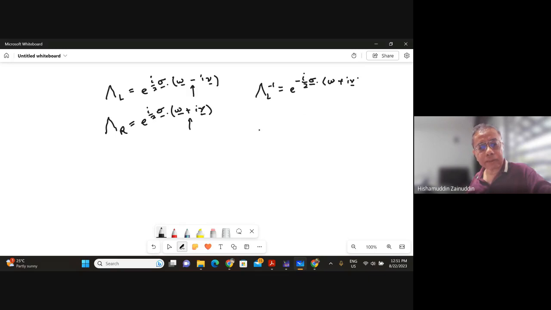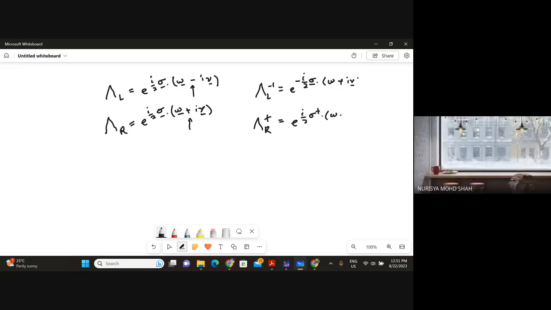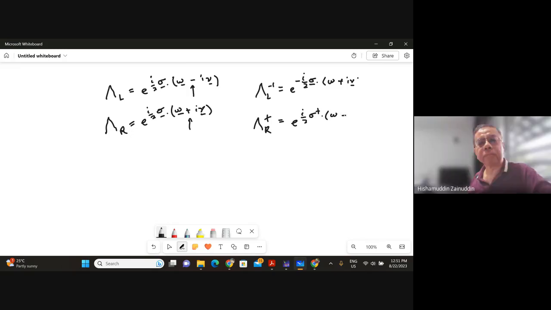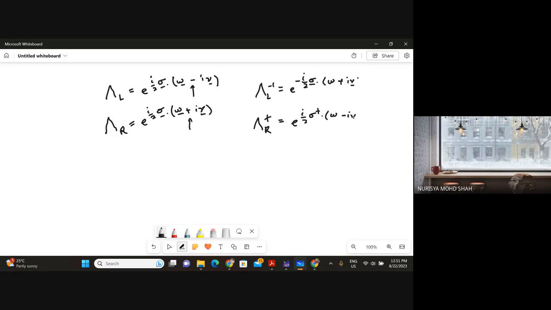Or maybe I just work backwards. Lambda R dagger. So that will give you exponential i with 2 sigma dagger. And then your omega will be minus i mu.